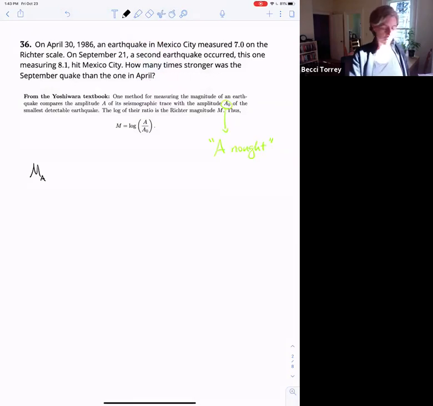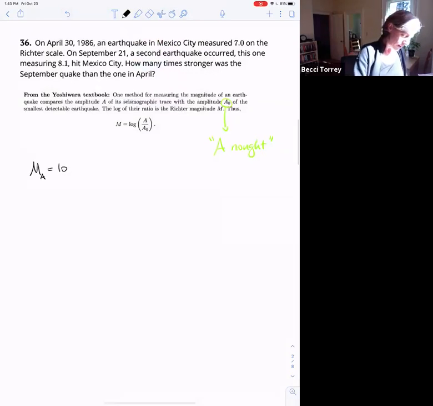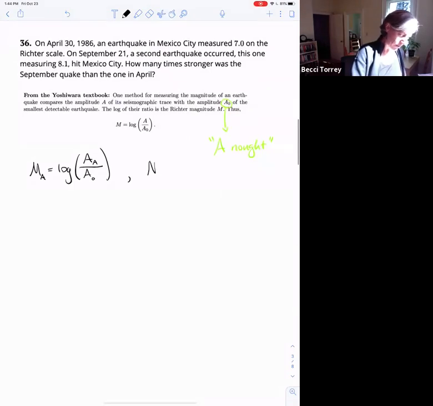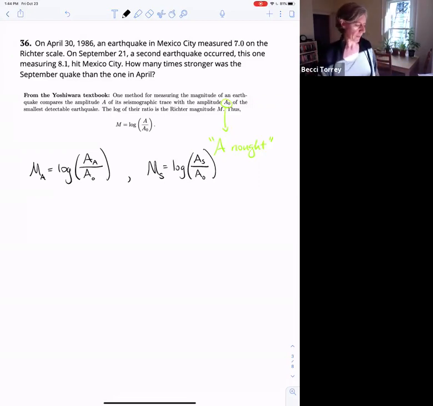So I'll use A for April. M sub A is equal to, by this equation, log of A sub A, the amplitude for the April earthquake, divided by A naught. A naught, again, is the same no matter what. It's just the smallest detectable earthquake. And we have the exact same setup, but I'm going to use different subscripts for the September earthquake. So we have a magnitude M sub S for the September earthquake is log of A sub S, again the September earthquake's amplitude divided by A naught, which again is the same no matter what.